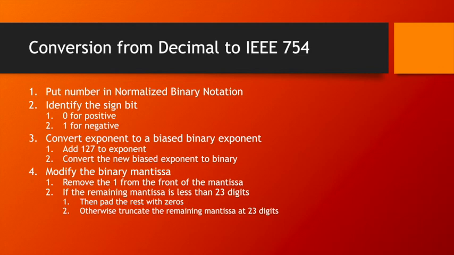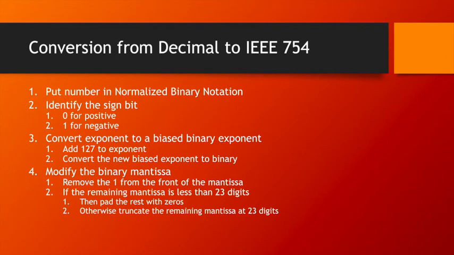I left the put the number in normalized binary notation step out for this video. The second step, identify the sign bit. It's 0 for positive and 1 for negative. The third step is convert the exponent to a biased binary exponent. The way you do that is you take the exponent from the normalized binary notation and you add 127 to it. Then you take that resultant number and convert that to binary, and that will be the representation of the biased exponent that you store.